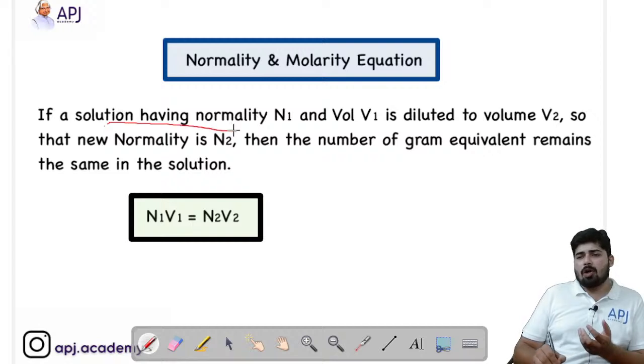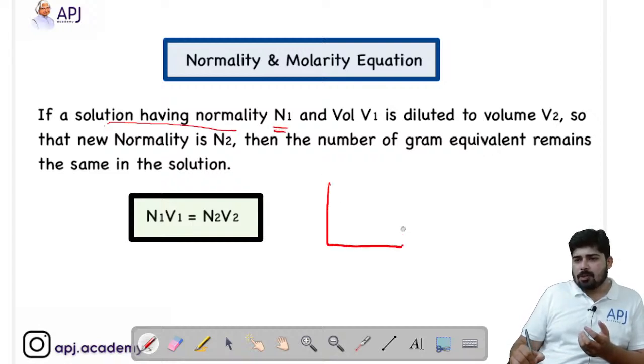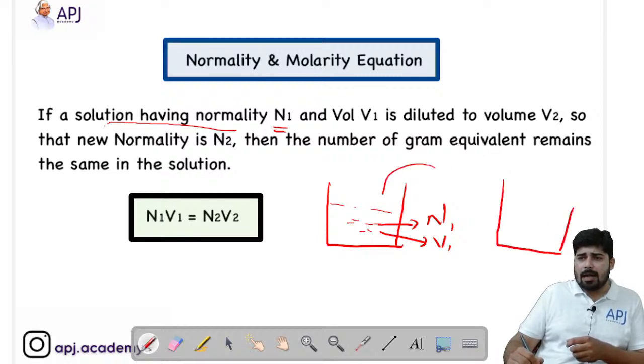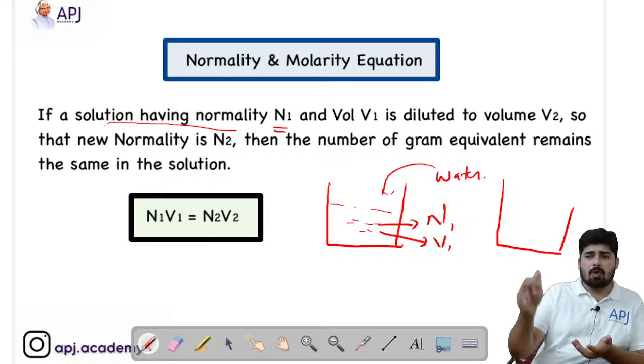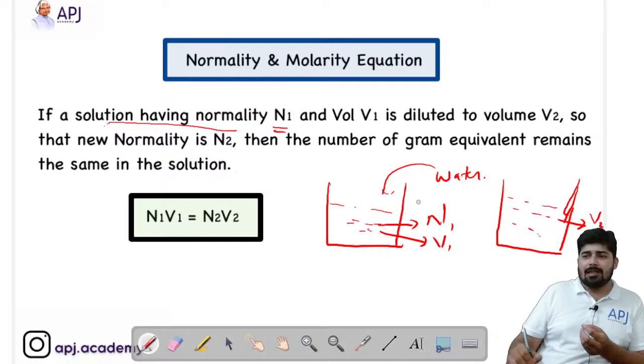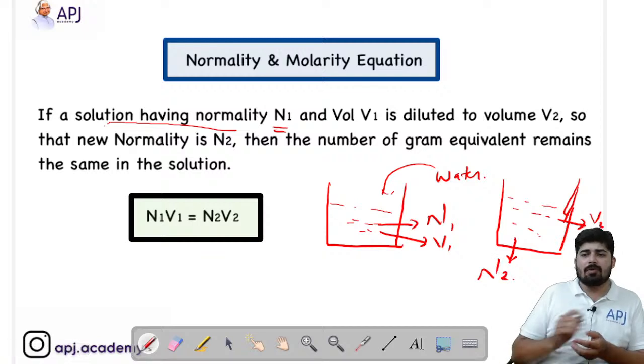So just read what it is. If a solution has normality N1, and the corresponding volume of the solution is V1, and if I add more water to this, what happens? The concentration will decrease. That means the solution gets diluted, so the volume increases to V2. In accordance with the change in volume, the normality will also change to some other value.